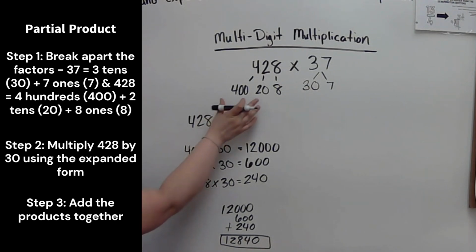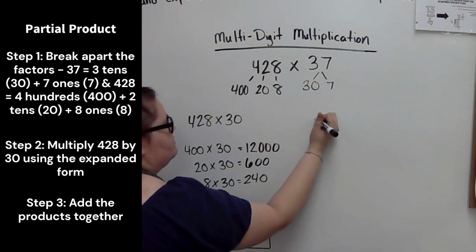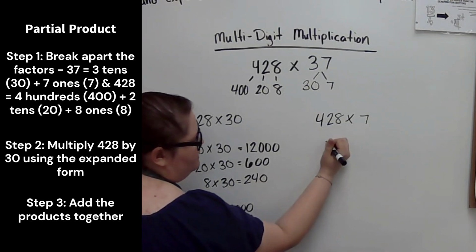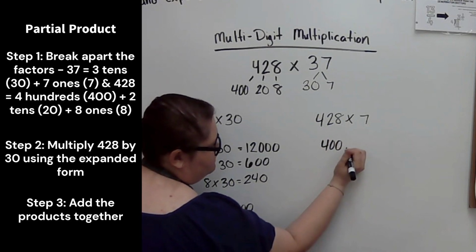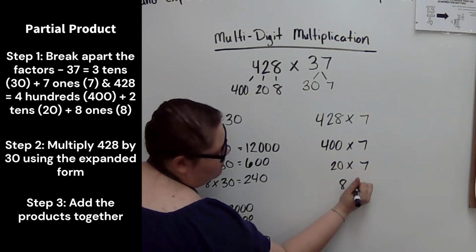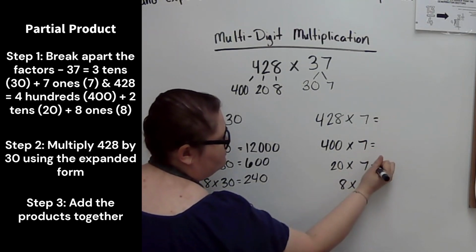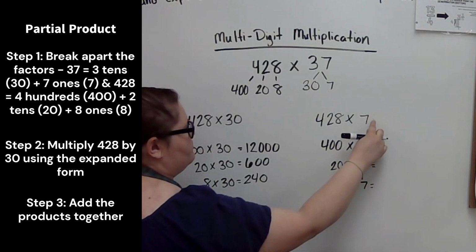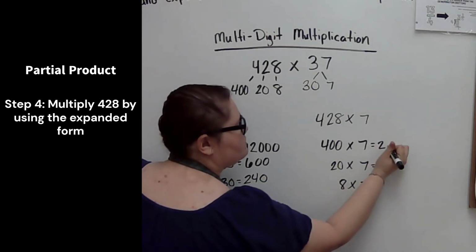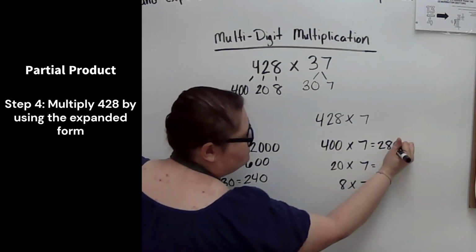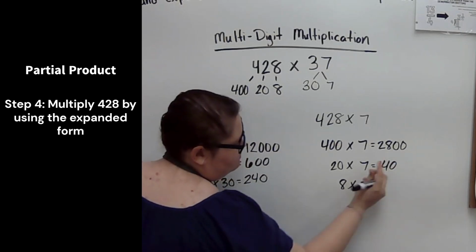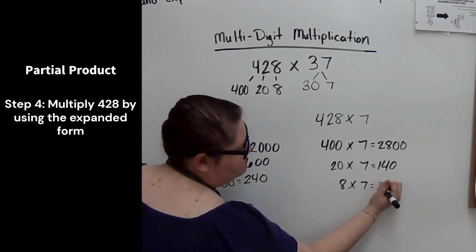Now I'm going to take that 428 and I'm going to multiply it by the 7. Again, I'm breaking down the 428. 400s times 7, 2 10s times 7, and 8 1s times 7. 4 times 7, and I'm going to add my zeros, 1, 2. 20 times 7, 2 times 7, add my 0, and 8 times 7.